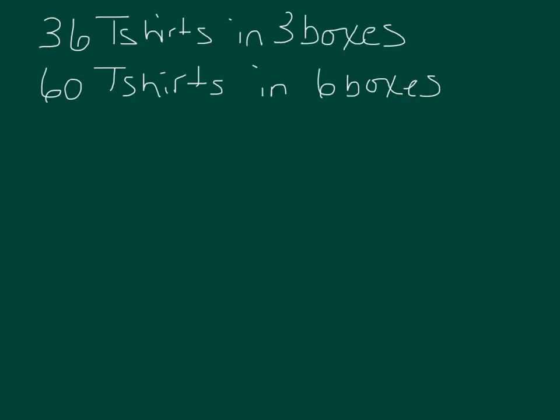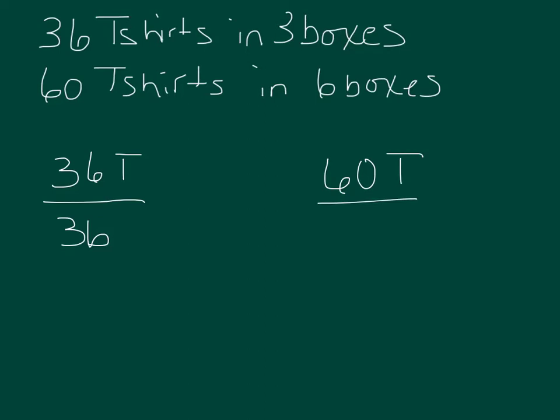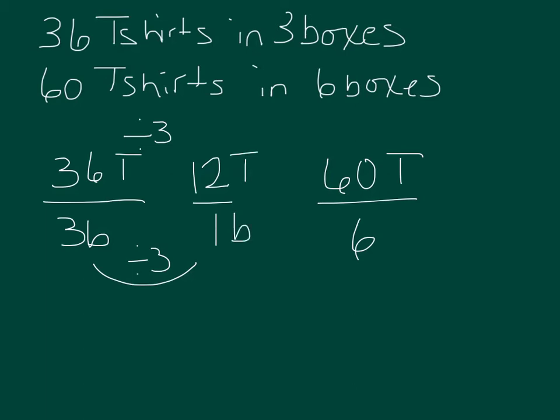For my next example, I'm going to see if I can compare two rates to see if they are equivalent. So I have 36 t-shirts in 3 boxes, and then I've got 60 t-shirts in 6 boxes. Remember, we can find this by getting the equivalent unit rate. So we're going to divide by 3 to get 1 here. So we can divide by 3 to get 1 here. And that's 12. So 12 t-shirts in 1 box here.